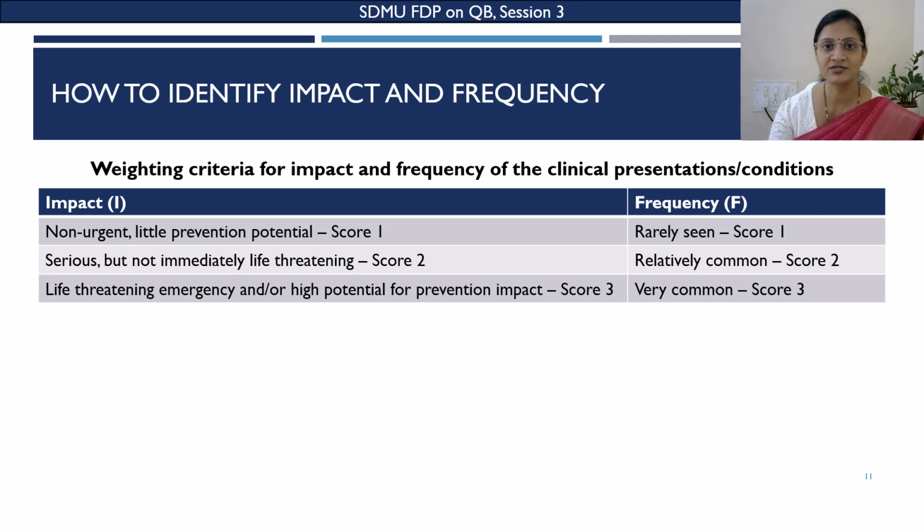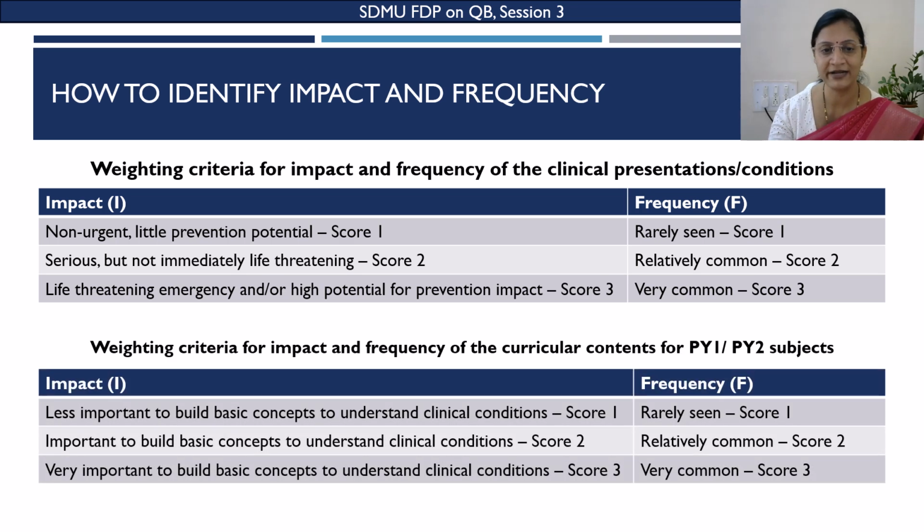Now there may be a question about subjects where we don't have so many clinical presentations, especially when it is related to basic sciences. So we can make a little modification to the weighting criteria here. Just go with the basic concepts. All that we are doing in basic science subjects is making the basic concepts clear to the student so that he understands the clinical conditions appropriately. So based on that we can give the impact.